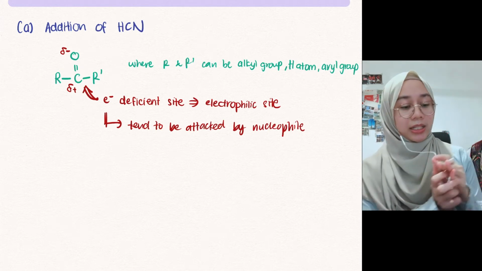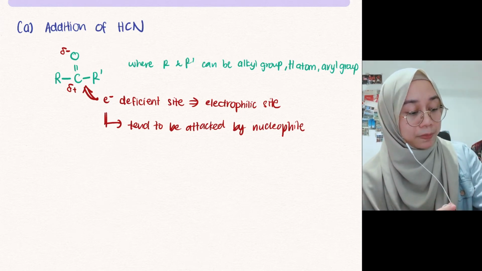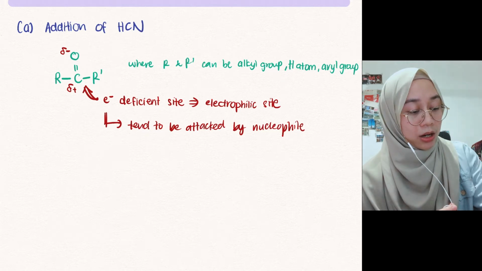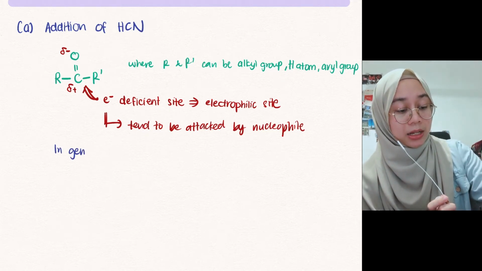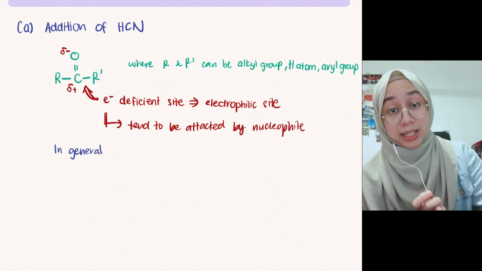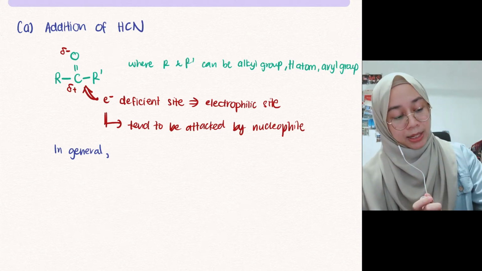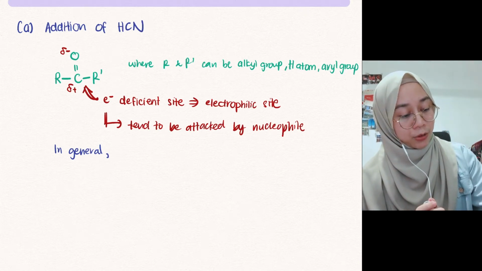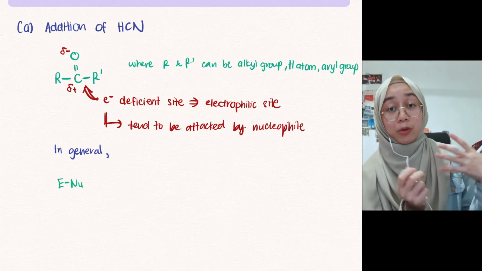Okay, so in general sebenarnya kalau yang ni kita tak belajar pun dia punya mekanisme. Okay, tapi kalau kamu faham apa yang berlaku sebenarnya, it will be easier for you to understand macam mana produk tu terhasil sebenarnya lah. Okay, so in general class, kita akan ada electrophile dengan nucleophile together tau. Okay, electrophile dengan nucleophile ni sebenarnya dia orang akan bond together lah.